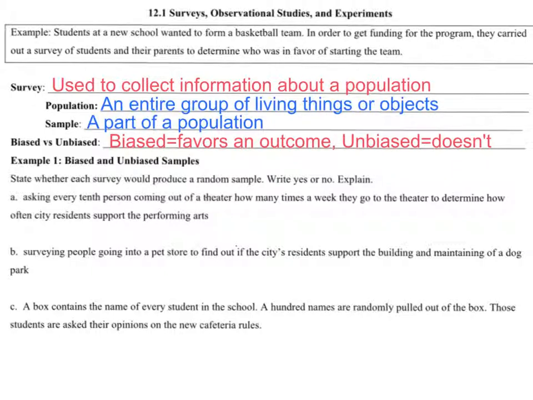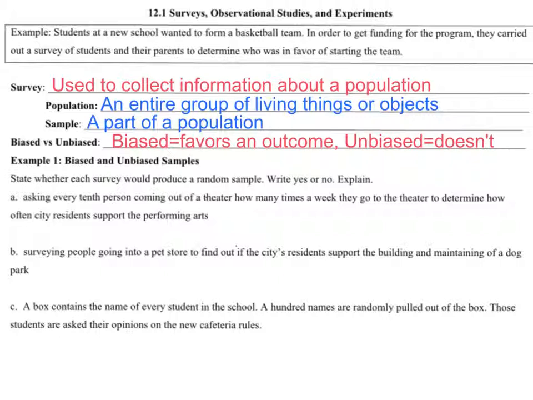The first question, question A, says asking every 10th person coming out of a theater how many times a week they go to the theater to determine how often city residents support the performing arts. So we want to ask ourselves, is this biased or is this unbiased? In this case, this is going to be biased because this is only surveying the people who are coming out of the theater. Those people are going to be more likely to go to the theater than probably the rest of the population because they're there at the time. So we're going to write no on this one because this one is not a random sample.